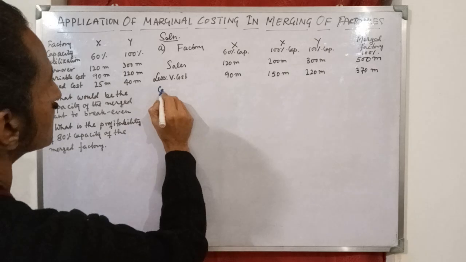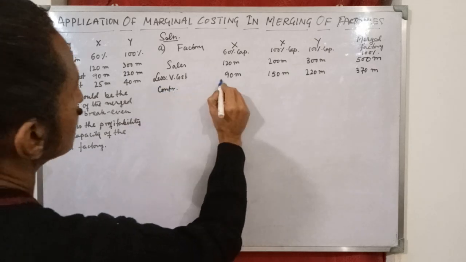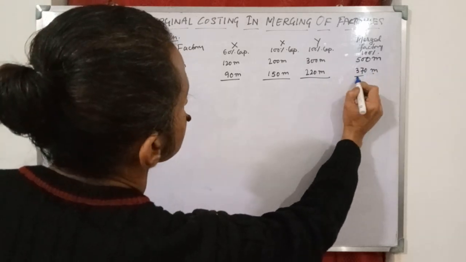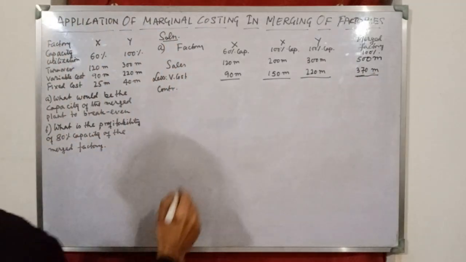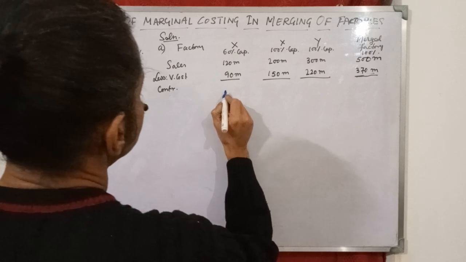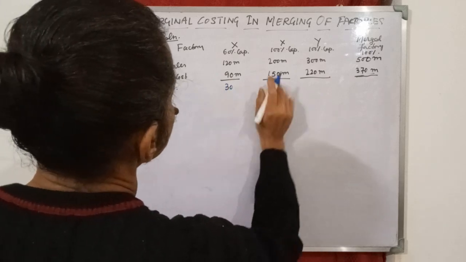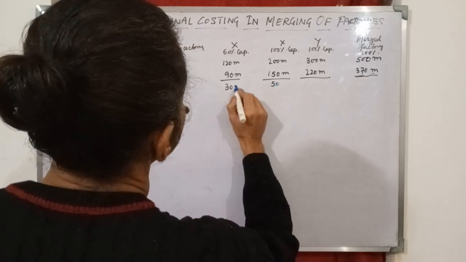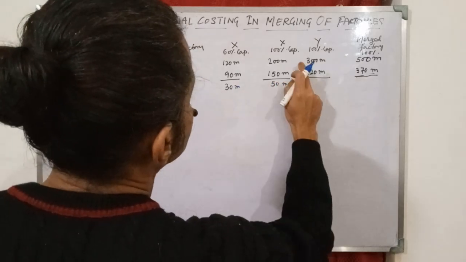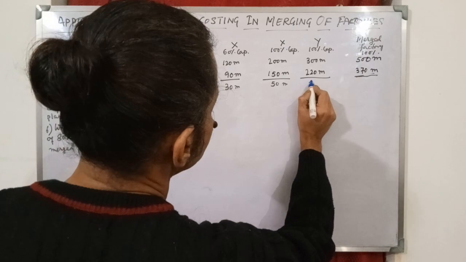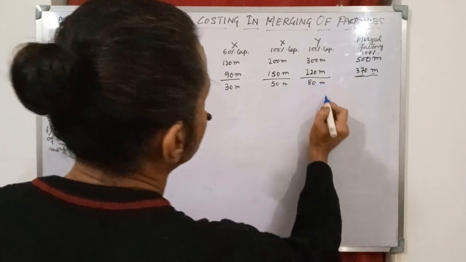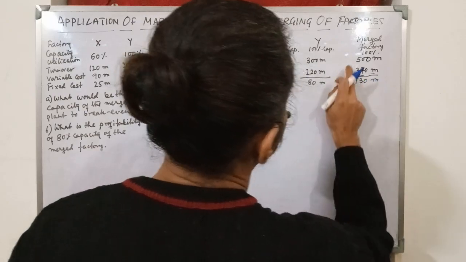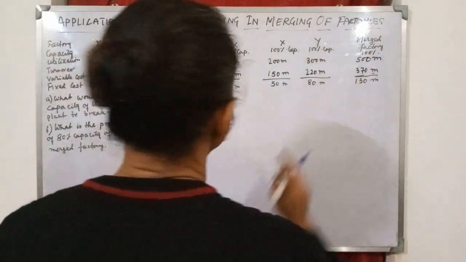Therefore, contribution: 120 minus 90 is 30, 200 minus 150 is 50 million, and 300 minus 220 is 80 million. That means 130 million. It is 500 minus 370, which is 130 million.